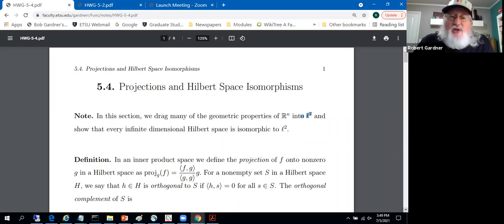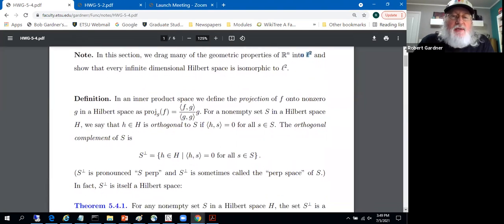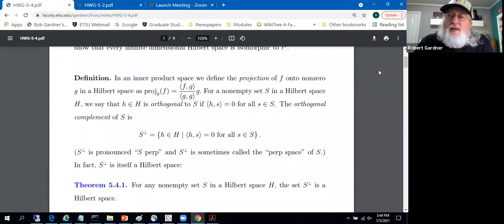So we'll start with projections. Since we have inner products in Hilbert spaces, then we can use those inner products the same way you did in linear algebra to define projections. Dig through your old linear algebra notes, see how you projected one vector on another. We're doing the same thing here, except we don't use dot product notation, we use inner products.